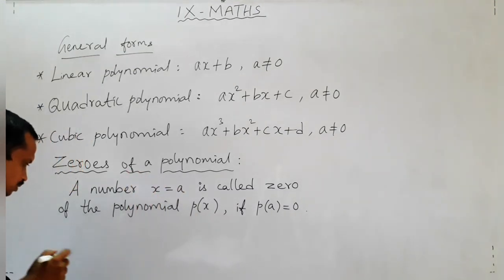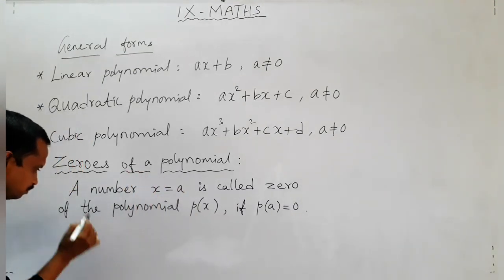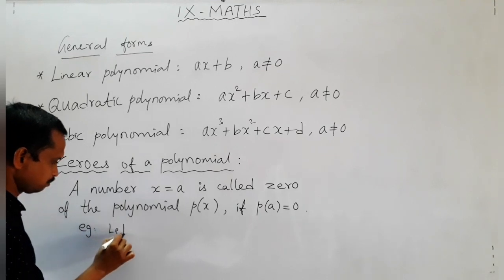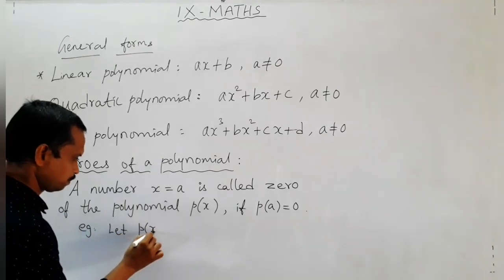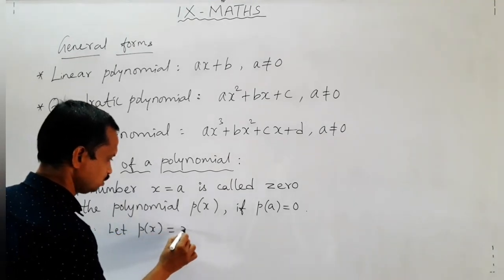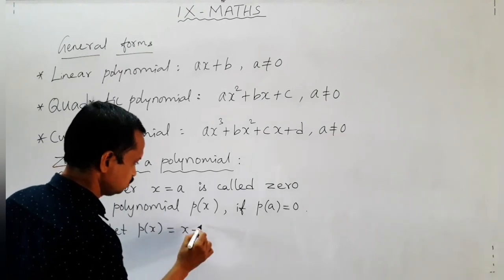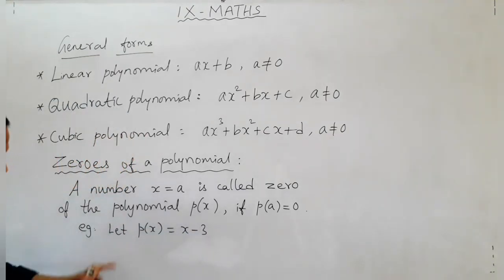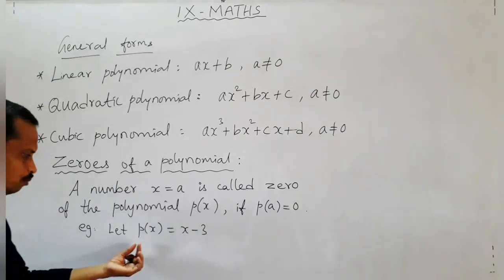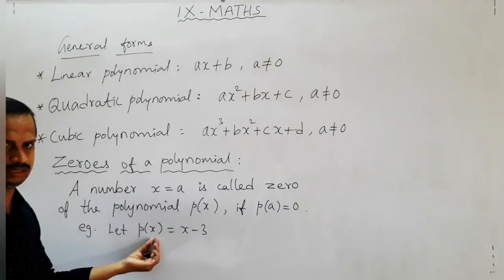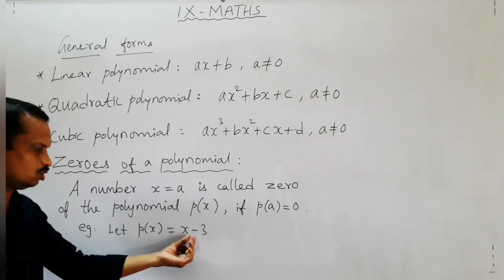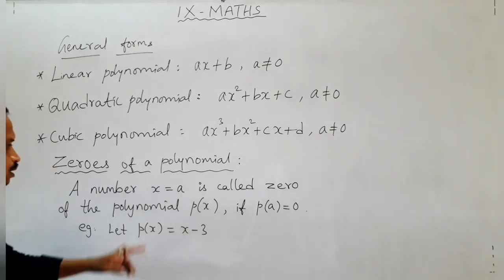That means P of x is the polynomial. You can take an example. Let P of x equal x minus 3. Yes, we are naming the polynomial. P of x means polynomial in x, that means the variable is x. So x minus 3 is the polynomial.